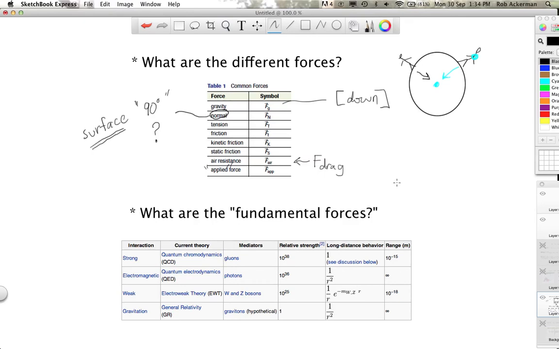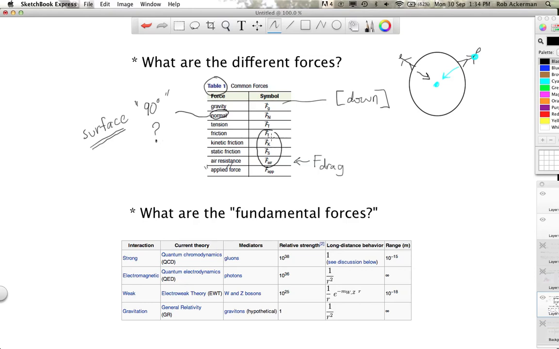Friction forces, of which there are fully 4 mentioned in this chart, which, by the way, this chart, Table 1 in Section 2.1, is out of your textbook, Physics 12 by Nelson. I want to give credit where credit is due. This is not my chart here.